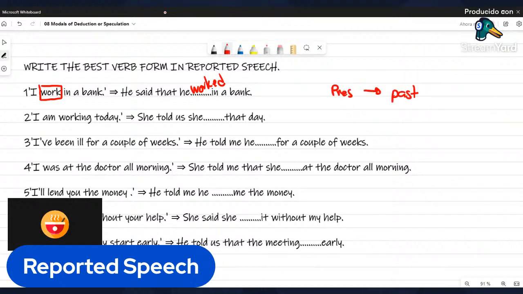Number two, I am working today. She told us she was working, right? So remember, we're still following the same structure. Present changes to past in reported speech. Yes, because it's not already that time.